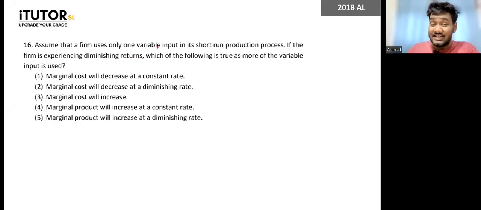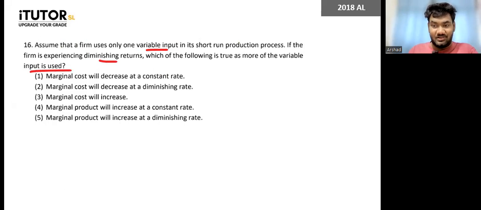Assume that a firm uses only one variable input in the short run production process. If the firm is experiencing diminishing returns, which of the following is true as more of the variable input is used? Please, can you tell me diminishing returns is which stage? First, second, or third? Which stage is diminishing return?